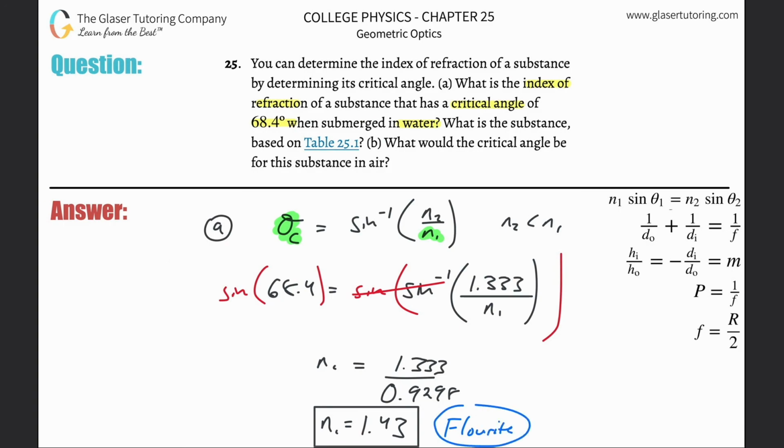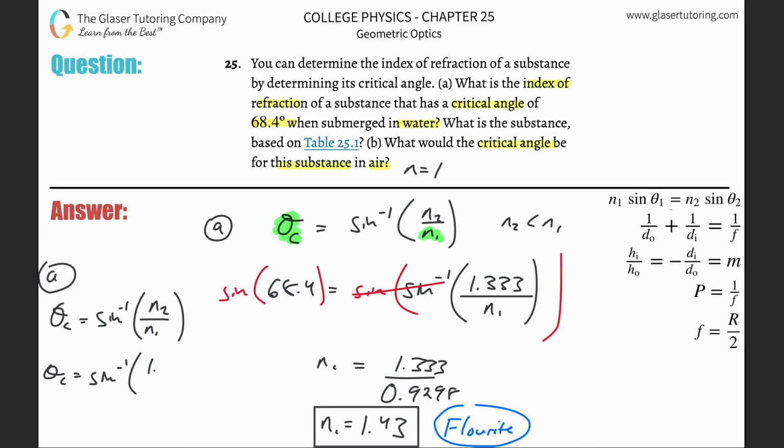There you go. All right, so letter B. What would the critical angle be for this substance in air now? All right, so they're asking us to do another calculation there. They're asking us this time for the critical angle. So remember that's equal to the inverse sine of my N2 value over N1. Remember N2 has to be less than N1. So you're talking about air and you're talking about fluorite. Air has an index of refraction here of about 1. It's like 1.000293 or something. You could just use 1. So that's the lowest value that has to go on the top.